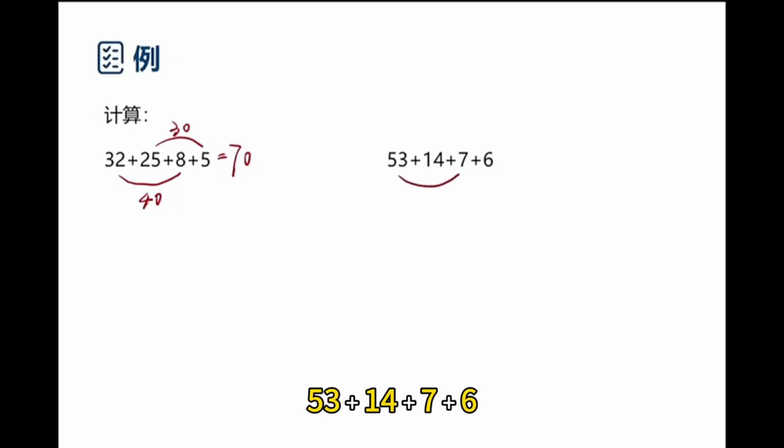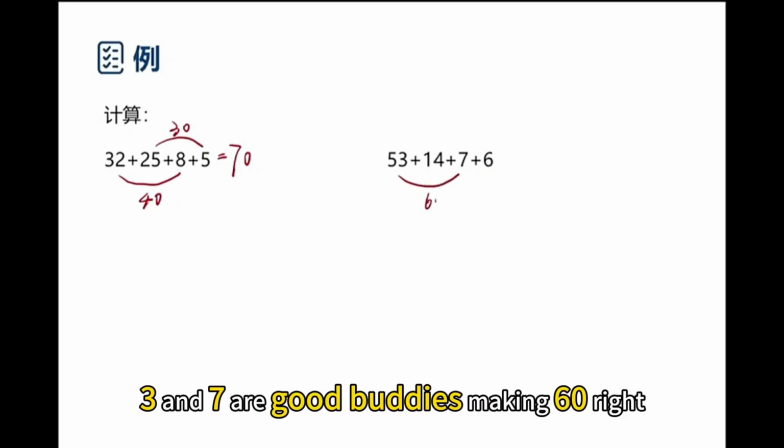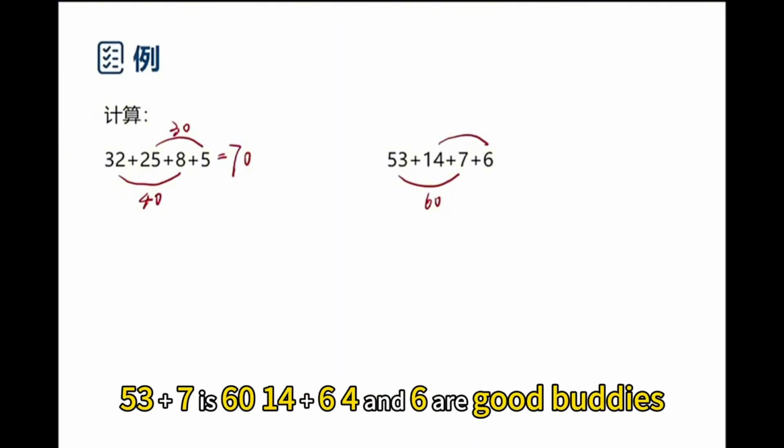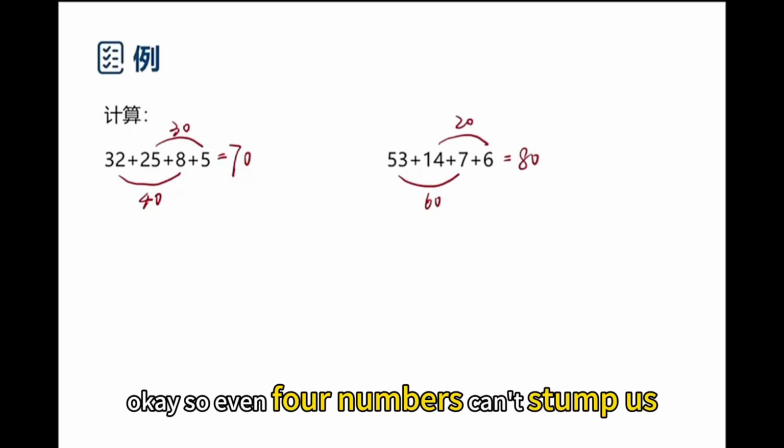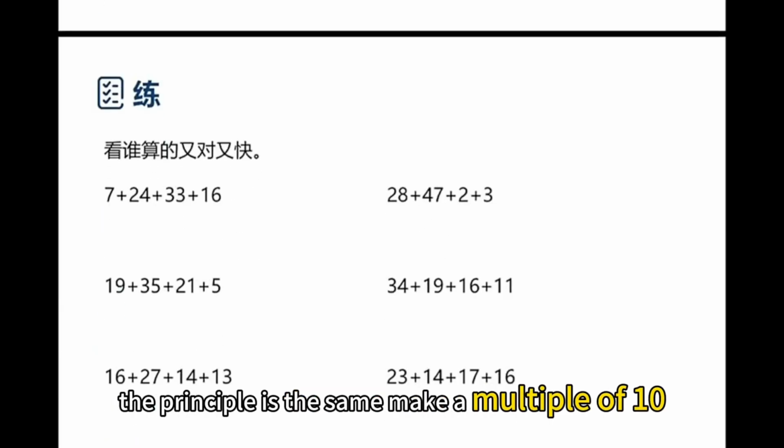Next, 53 plus 14 plus 7 plus 6. 3 and 7 are good buddies, making 60, right? 53 plus 7 is 60. 14 plus 6, 4 and 6 are good buddies. That makes 20. 60 plus 20 is 80. Okay, so even 4 numbers can't stump us. The principle is the same. Make a multiple of 10.